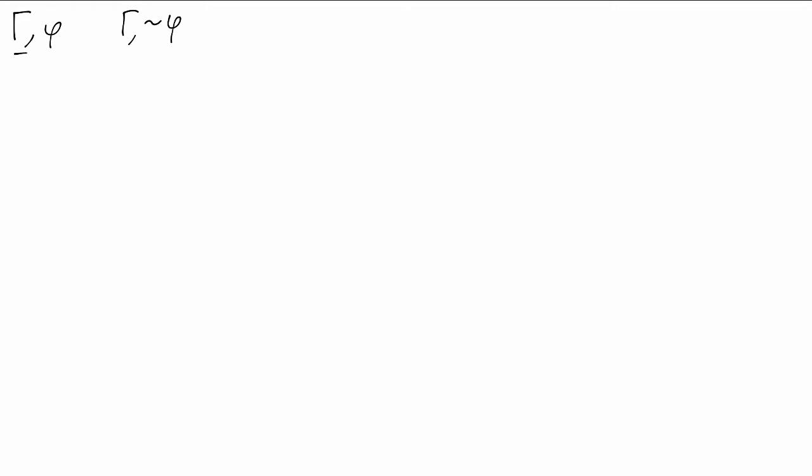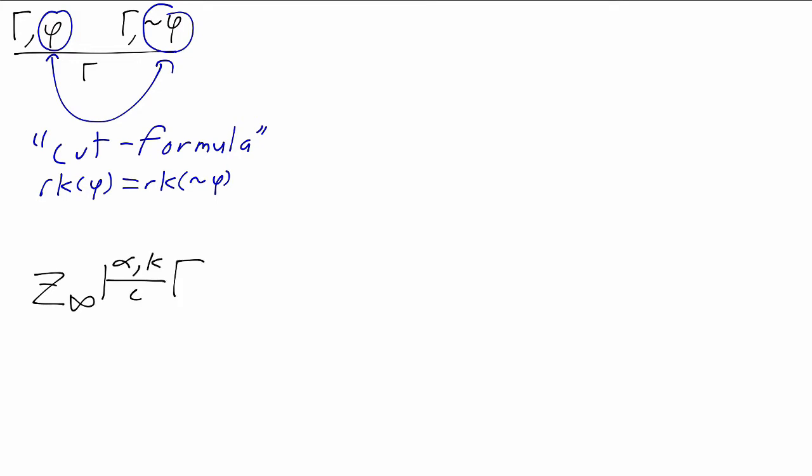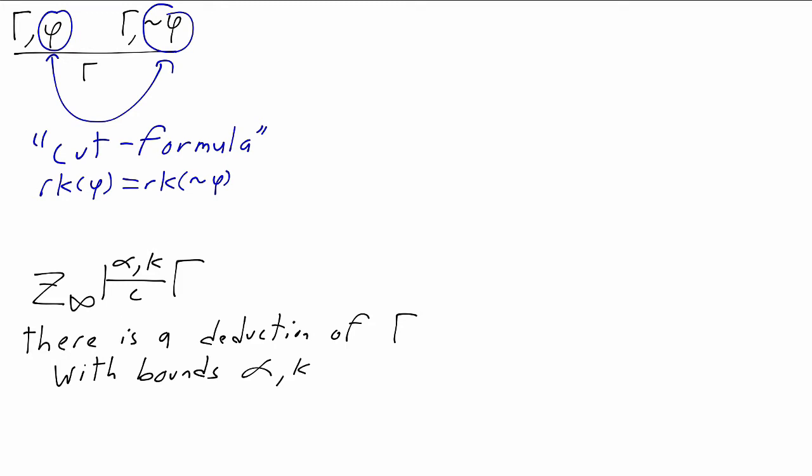The formulas phi and negation phi are called the main formula or the cut formula, and they have the same rank. We're going to write Z infinity deduces gamma with bound alpha, k on top and a rank c on the bottom to mean that there is a deduction of gamma with bounds alpha, k, so that in this deduction, the cut formula in every cut rule has rank strictly less than c.